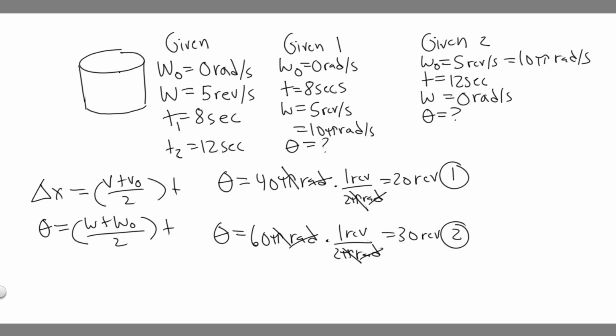Now it's asking how much it turns throughout the entire thing. Adding them up, it's 20 plus 30, which is 50. So 50 revolutions is how much it turns throughout this entire interval, because you just add up how much it turns in one plus how much it turns in the other. So 50 revolutions, that's going to be your answer to this problem, and hopefully you found this useful.